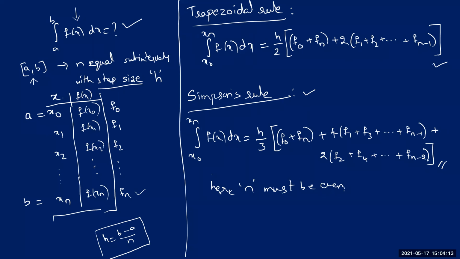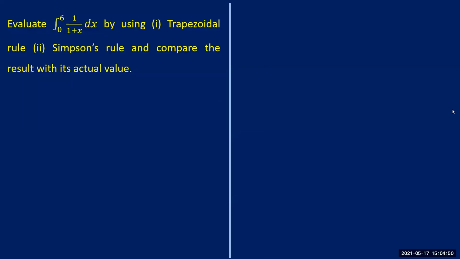But for Simpson's rule, here is a condition. You are allowed to take only even number of subintervals, right? So keeping all these ideas in mind, let's move on to a question. Right. Look at this question.